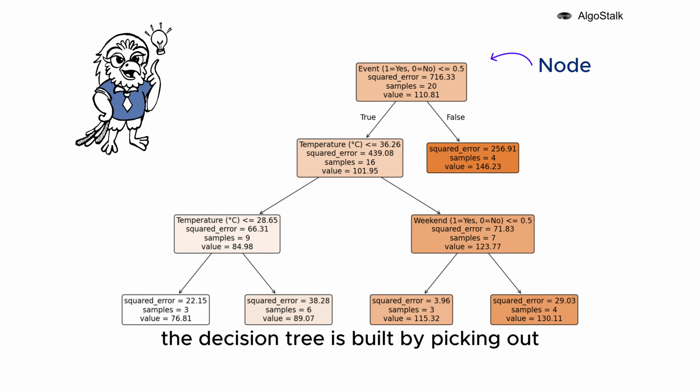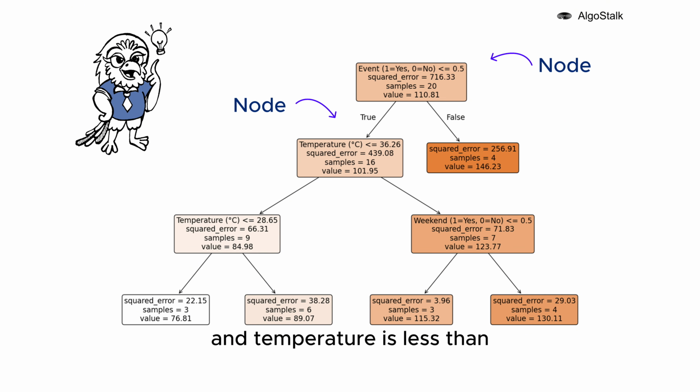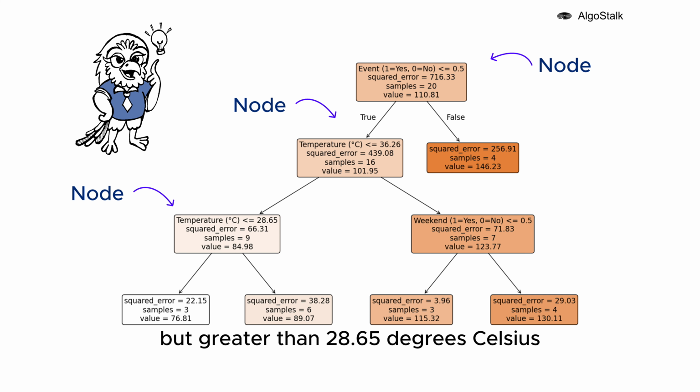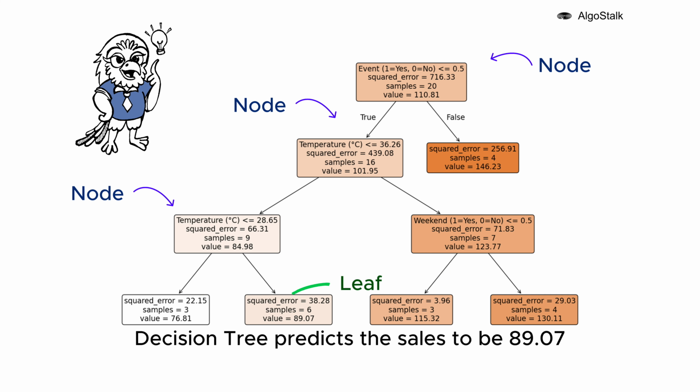The decision tree is built by picking out the most suspicious suspects first, examining each one in detail, and gradually focusing on the most relevant information until a prediction is confidently made. For example, if there is no event, and temperature is less than or equal to 36.26 degrees Celsius, but greater than 28.65 degrees Celsius, the decision tree predicts the sales to be 89.07.